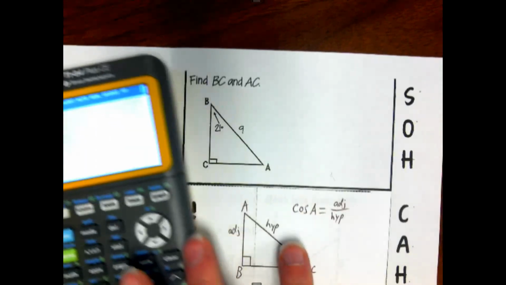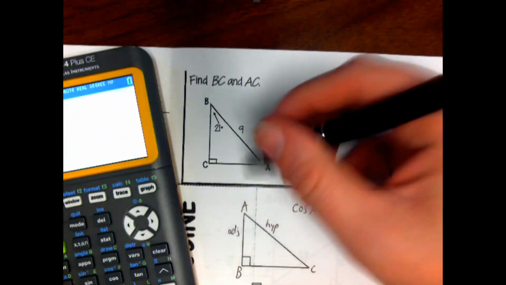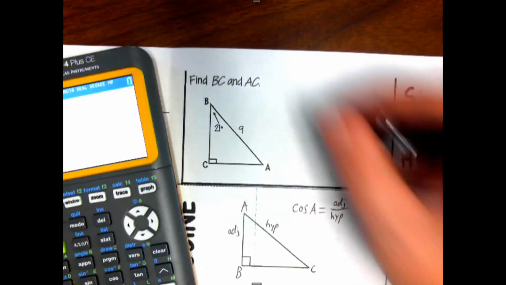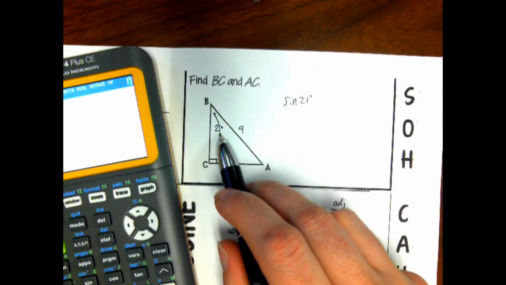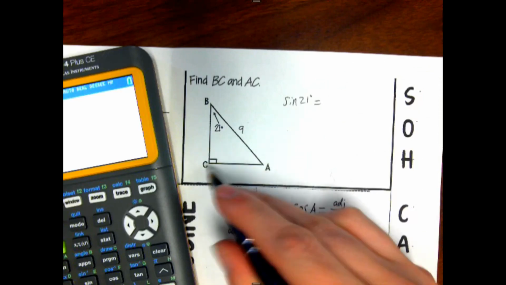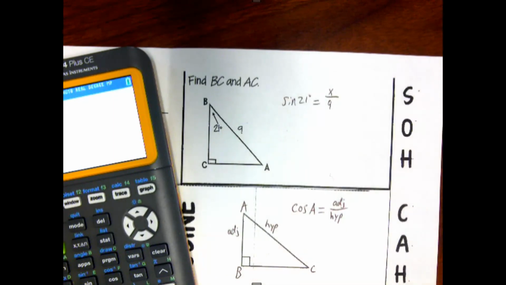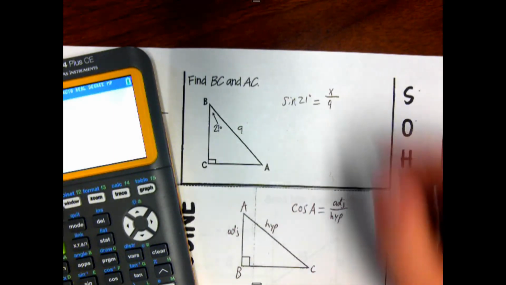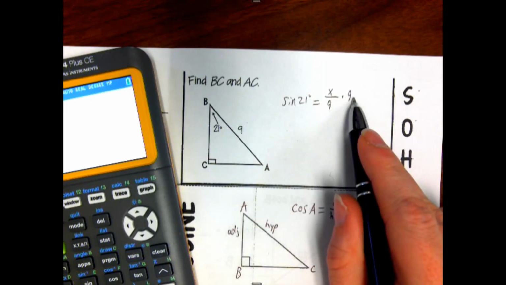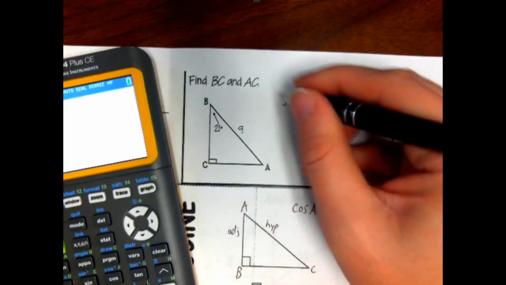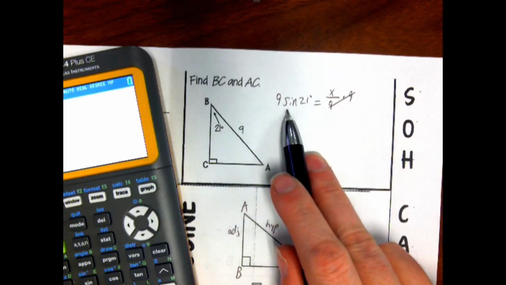So now first I got to look at what I know about this triangle. I know that side AC is opposite this angle that I know. So the sine of 21 degrees, which is the measure of this angle, is equal to the length of the opposite side, which I don't know, but I want to find out, over the length of the hypotenuse, which is 9. Now to solve this for x, all I have to do is multiply both sides by 9, because x divided by 9, since it's division, I'm going to multiply to undo it. So that cancels out, and then I multiply this side by 9. So x, or the length of this side, is 9 times the sine of 21 degrees.